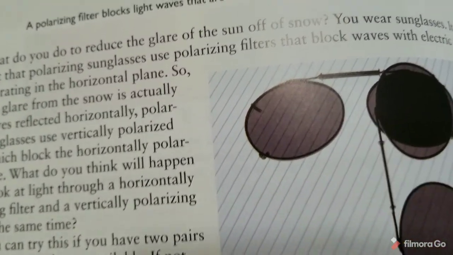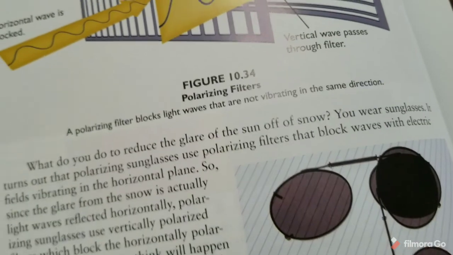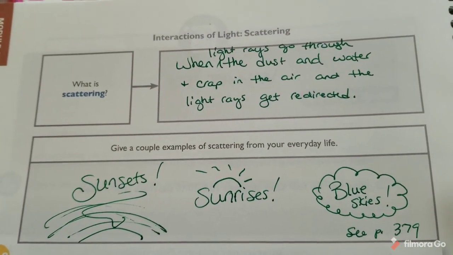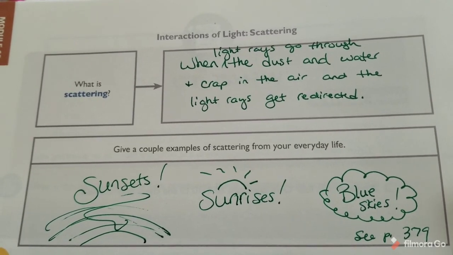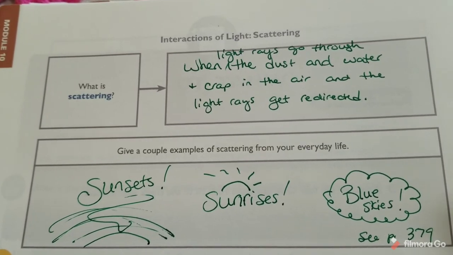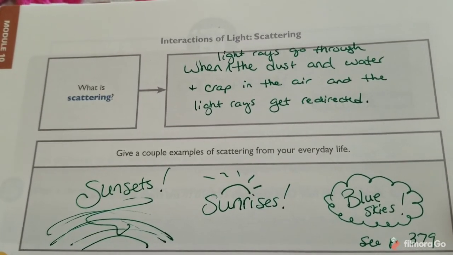All right, so let's turn the page. We are on 314 in our study guide. What is scattering? Scattering is when light rays go through the dust and water and all the other stuff in the air, and the light rays get redirected.